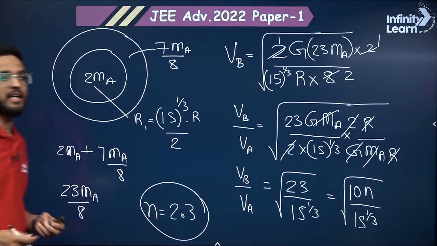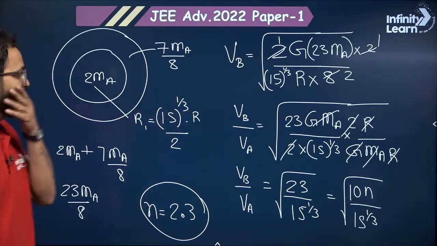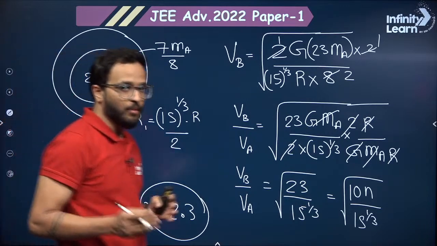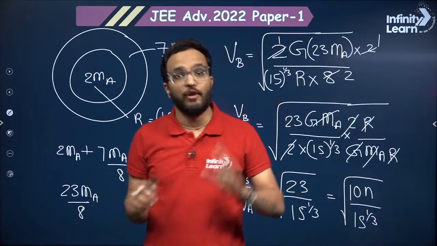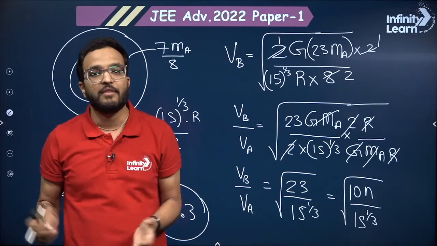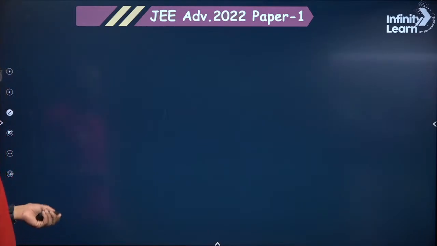I hope you are understanding, guys. In case you have any doubt, you can ask in the chat box. So here mainly two things were important. First, we have to understand how much volume is being transferred. Second, you have to find out the new radius of sphere B. That is what is important here. Anyways, let's move on to the next question now.